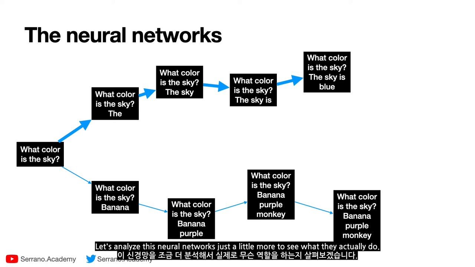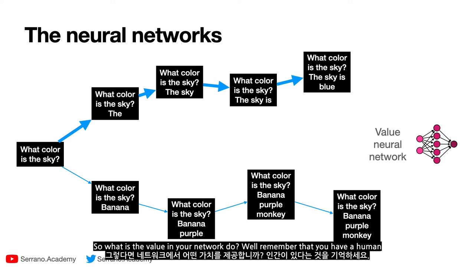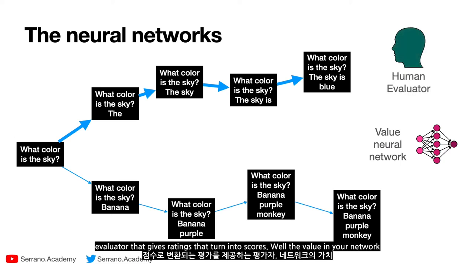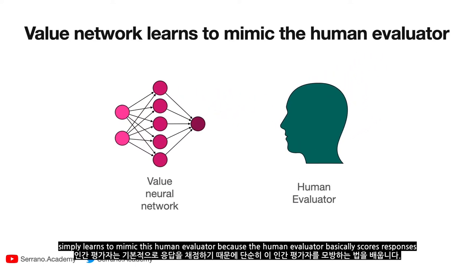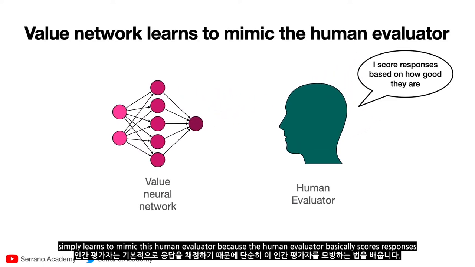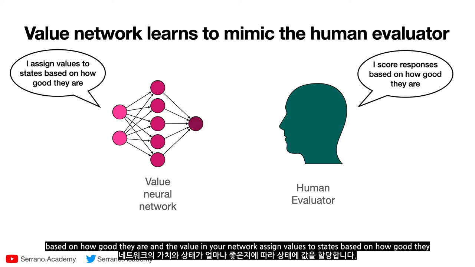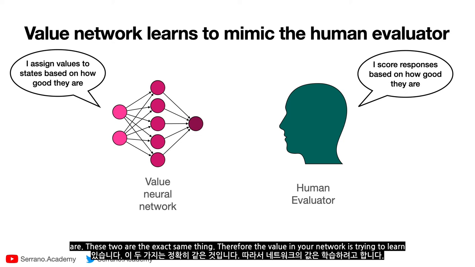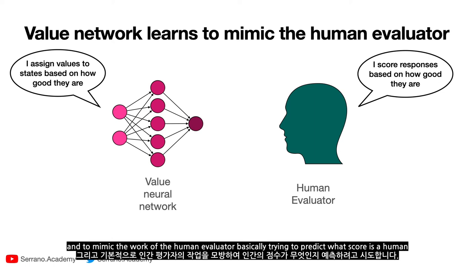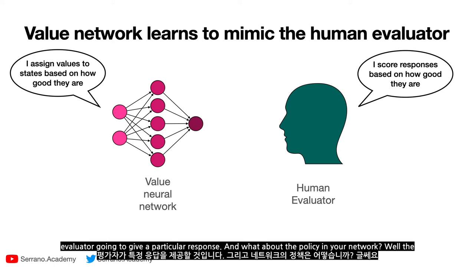Let's analyze these neural networks just a little more to see what they actually do. So what does the value neural network do? Well, remember that you have a human evaluator that gives ratings that turn into scores. The value neural network simply learns to mimic this human evaluator, because the human evaluator basically scores responses based on how good they are, and the value neural network assigns values to states based on how good they are. These 2 are the exact same thing. Therefore, the value neural network is trying to learn and to mimic the work of the human evaluator. Basically, it's trying to predict what score a human evaluator is going to give a particular response.